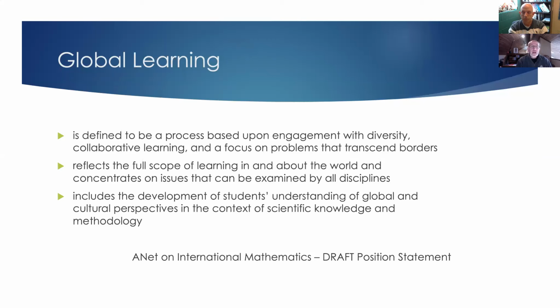Global learning. The AMATIC Network on International Math has a position statement that's in the process of review and hopefully approval. These are some of the items they stress in that position statement. It's been through a number of levels of review, and it should be voted on at the Delegate Assembly in Spokane in November. What we're looking at is trying to give students a global learning, which would involve collaborative learning, diversity, and making them more aware of what's going on in the world.